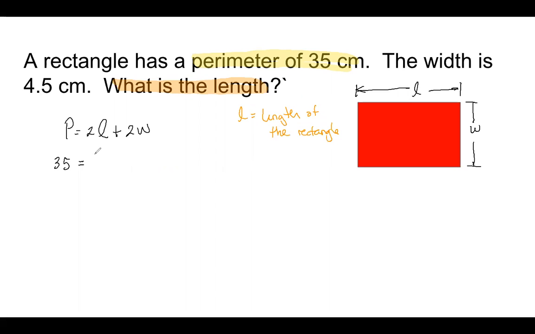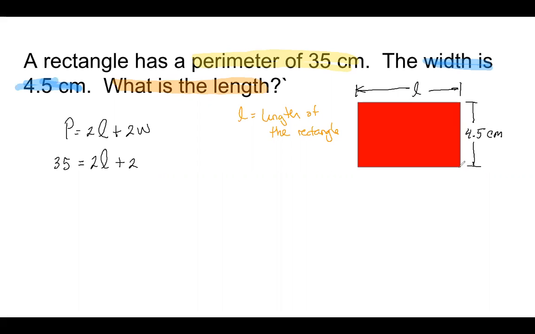So when it says 2 times L, I'm going to leave it as an L. I'm not going to replace that with a number because I don't know what number that is. Plus 2 times W. So that's the width. And they did tell us the width. Right here it says the width is 4.5 centimeters. So I might put that on my drawing as well. So let's erase W. And instead we will write 4.5 centimeters.